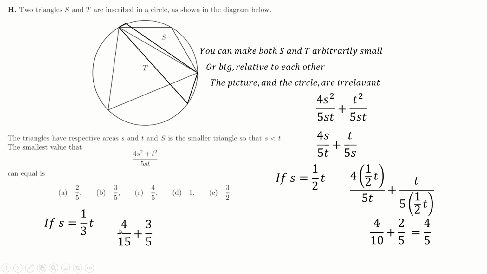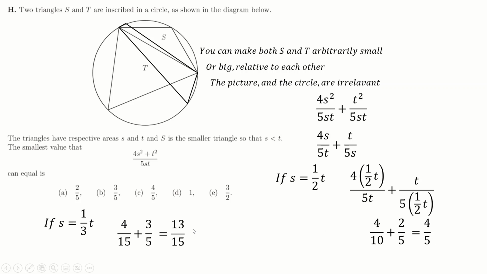Let's put in 1/3 t. I'll do it a bit quicker here. The third will drop down to here to make a 15, and the 3 will jump up to the top to be here. Of course, this is 9/15 makes 13/15, and that's bigger than 4/5. So by making s smaller relative to t, I've actually made the total thing bigger, which is interesting, and suggests this might be the minimum.